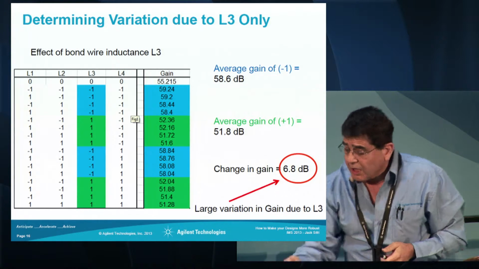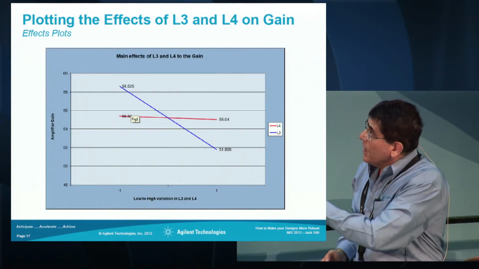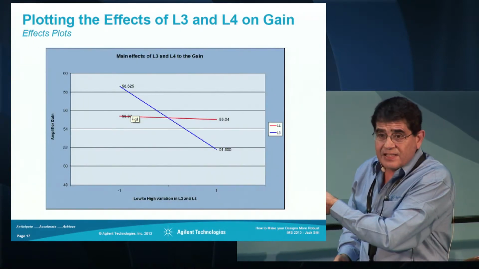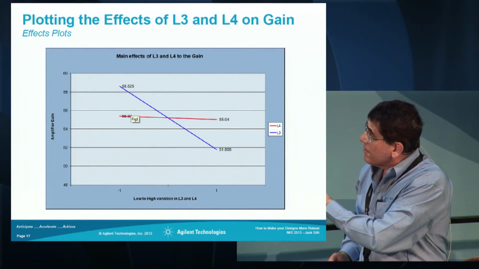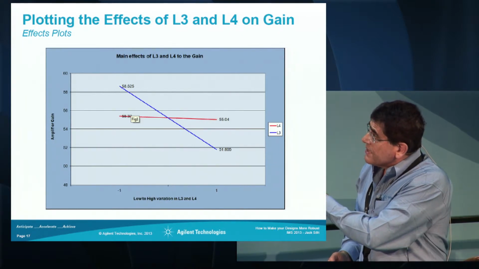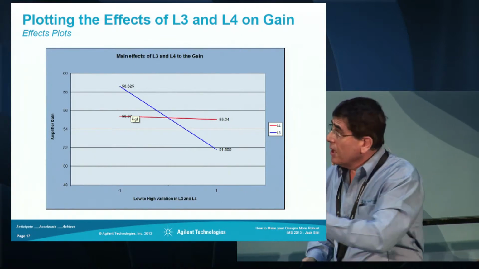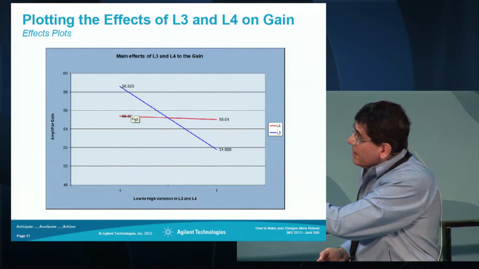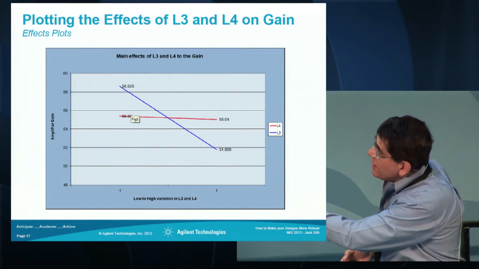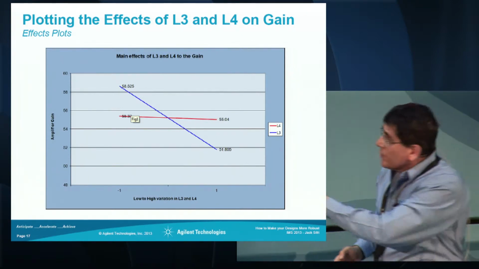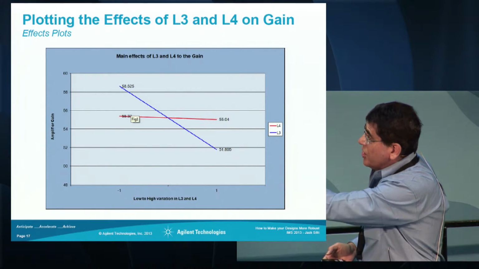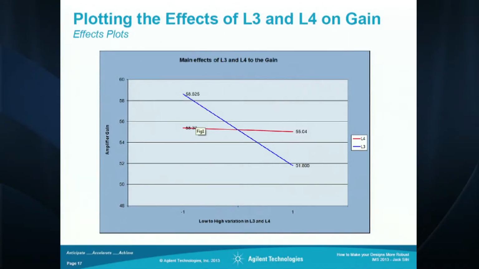So if I plot what I call the effects of L4 and L3, notice L4 is horizontal. No change in gain, it's 0.35 dB. But L3, the gain changes from 58 to 51. So a big change here between minus one and plus one. This gives you an idea what DOE really is telling you, where the sensitivity is.